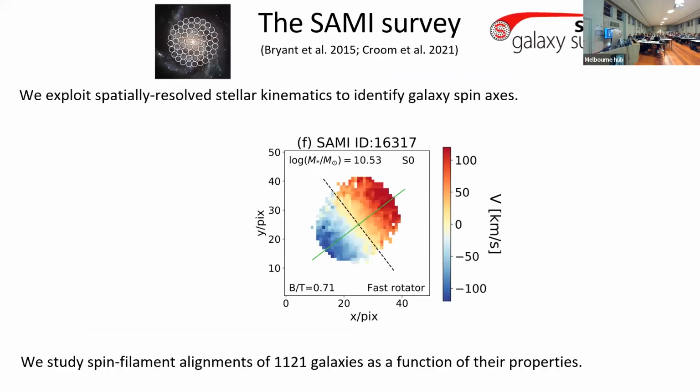Now, to identify the galaxy spin, we exploit the SAMI survey, in particular, the spatially resolved stellar kinematics. So here is an example of a velocity map for a galaxy where the black line represents the projected spin axis and the green line represents the kinematic position angle.